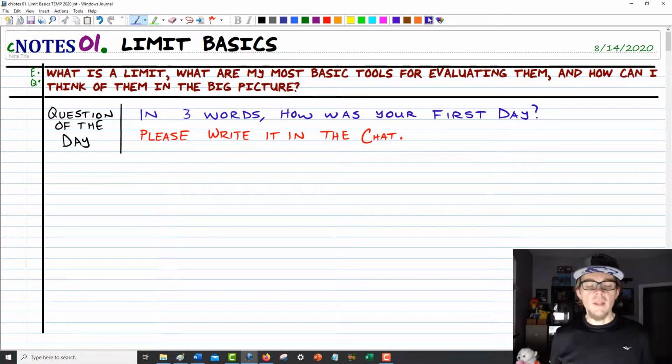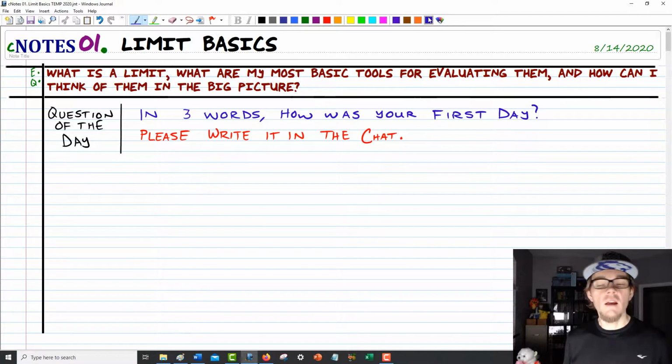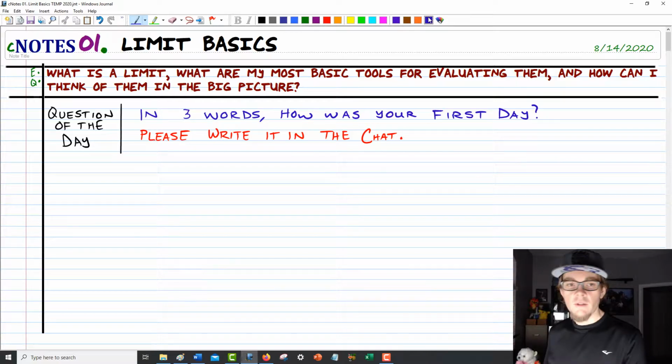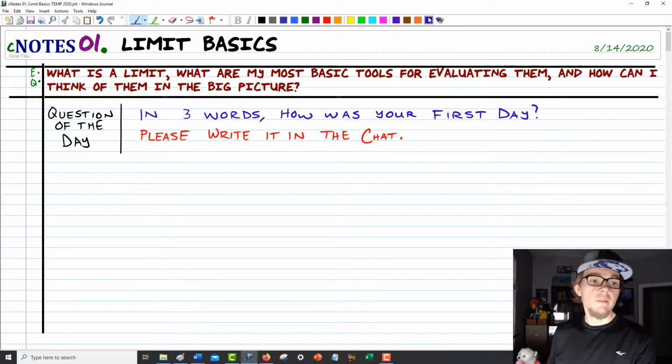With that said, our essential question, our learning objective, says: What is a limit? What are the most basic tools for evaluating them? And how can I think of them in the big picture? So we're going to attack that as well when we get there. I'll have to add something to my shirt, but we'll get there when the time comes. So without further ado, let's jump into the actual lesson.